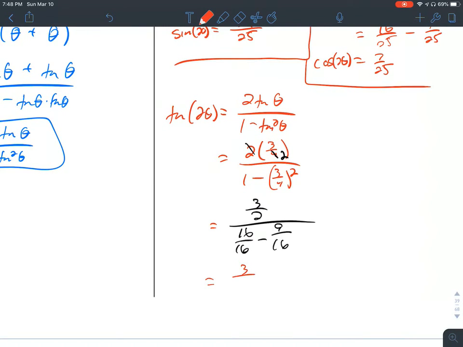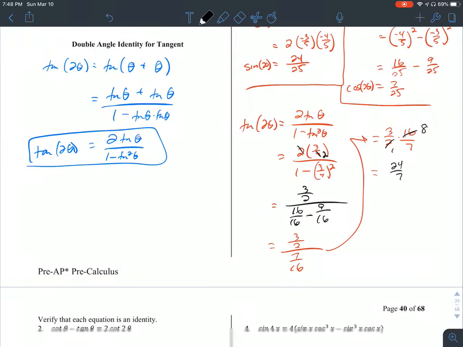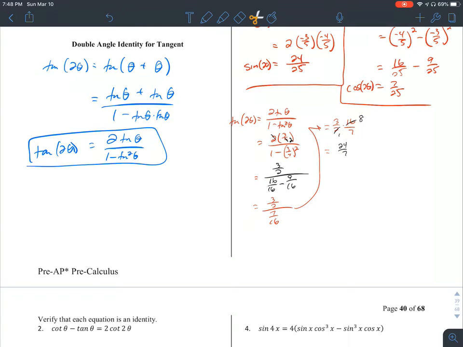That's going to give us 3/2 divided by 7/16. Dividing by a fraction is like multiplying by its reciprocal. So this is going to be equal to 3/2 times 16/7. Yeah, we can reduce a little bit. We can divide both 2 and 16 by 2. It's going to give us 24/7. Hopefully your writing is a little bit smaller than mine. We didn't answer the question yet.